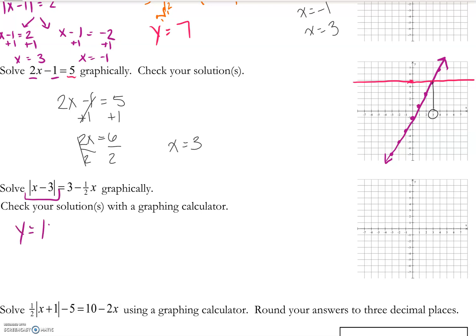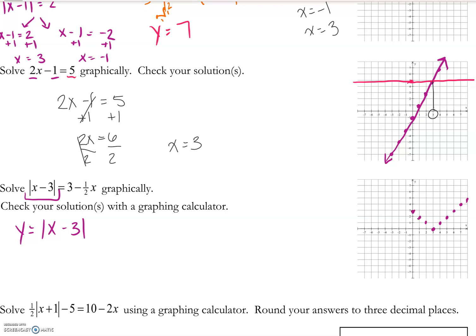Y equals the absolute value of x minus 3. When I look at that, I do not have a stretch or compression. I do not have a vertical shift. I just have a horizontal shift to the right 3. So starting at 0, 0, moving to the right 3, I'm going to put a point. Since I don't have a stretch or compression or reflection, that just means I'm going to go over 1 and up 1 to make the nice V shape for absolute values.